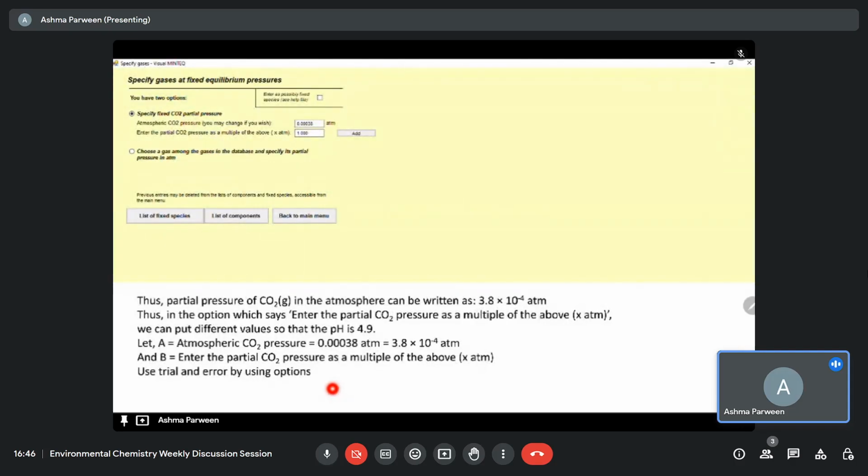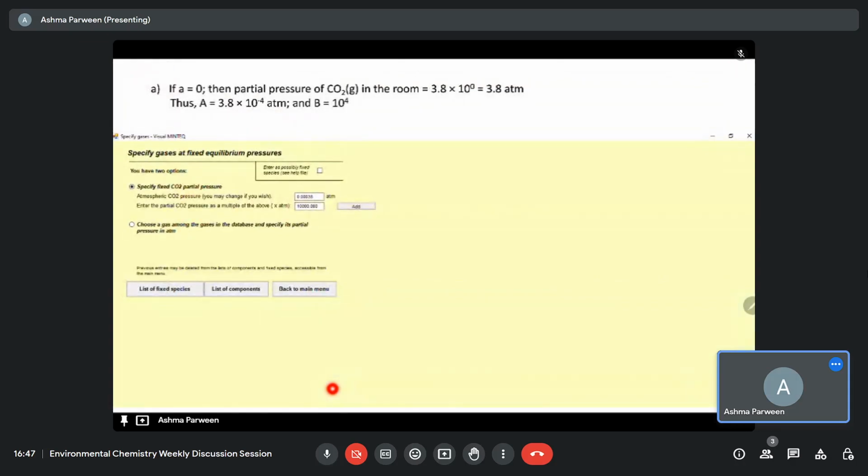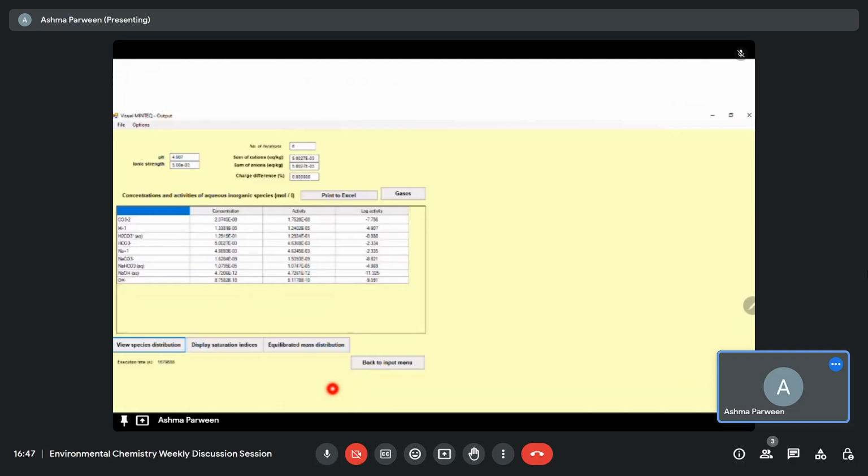In the gases section, we will specify CO2. The partial pressure of CO2 can be written as 3.8 into 10 raised power 4, and in the option it is said that A equals 0. Already in the software the partial pressure is 3.8 into 10 raised to power minus 4, and in the question it is 3.8 into 10 raised to power 0, so we'll multiply it by 10,000 so that the partial pressure will be 3.8. We will run the software, and the pH we get is 4.907 for A equals 0.